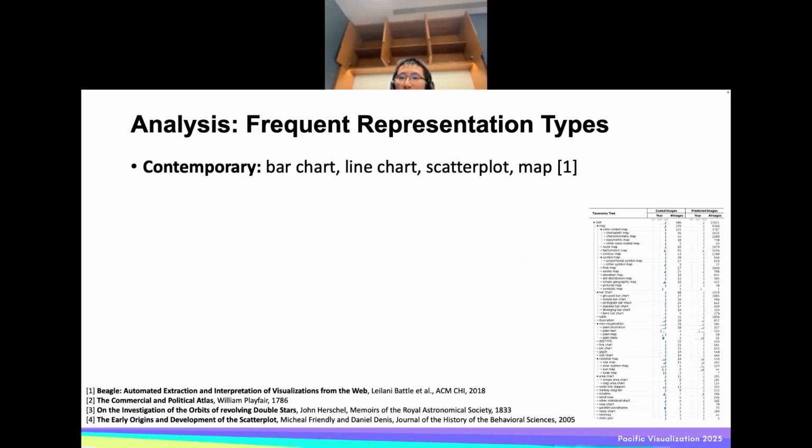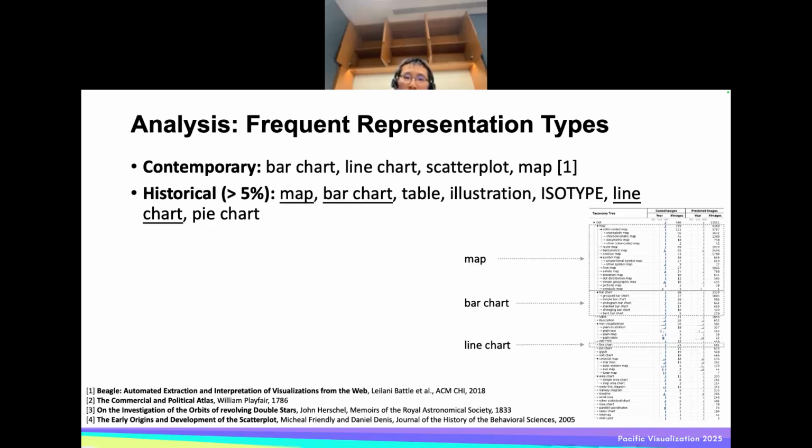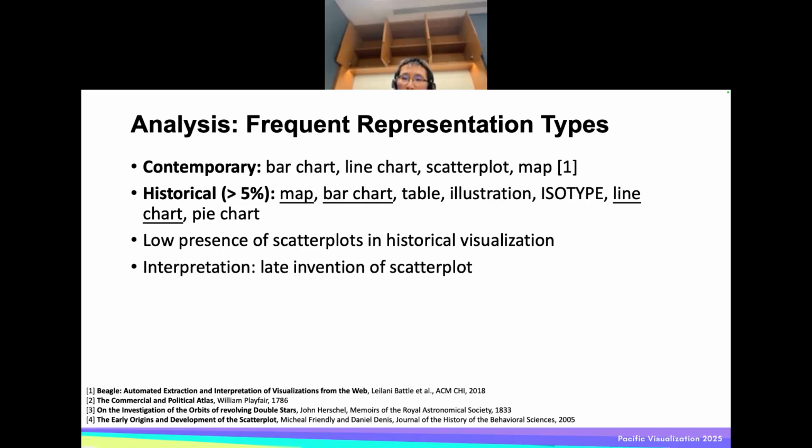We quantify frequent as occurring in more than 5% of the images, and find that the most frequent types of historical visualizations are mostly consistent with contemporary ones. Map, bar chart, and line chart are among the most frequent types. But interestingly, we find that while scatter plots are commonly used nowadays, their presence is low in historical VIS published before 1950. And we conjecture that the cause is the late invention of scatterplot.